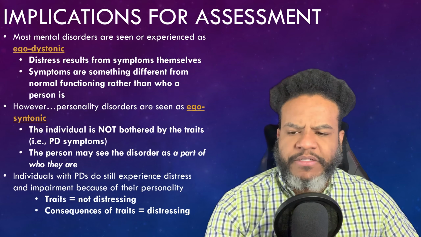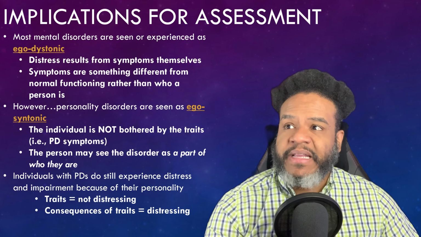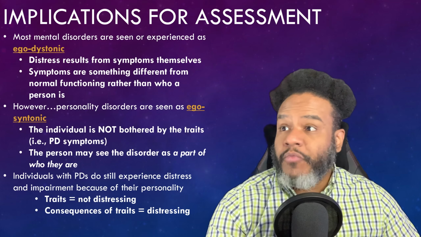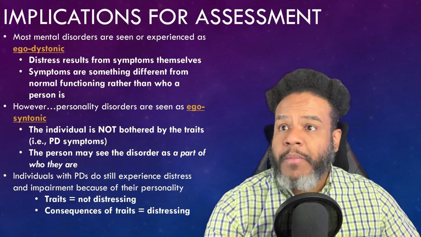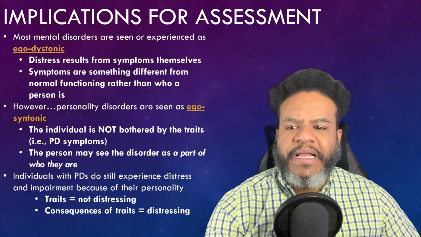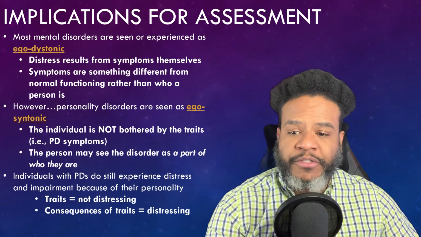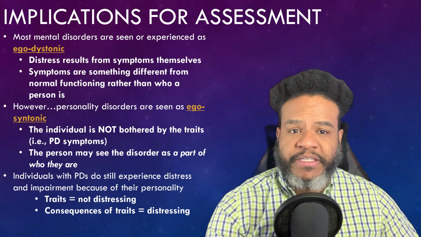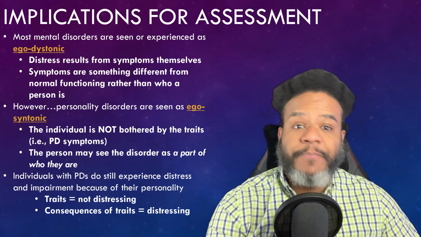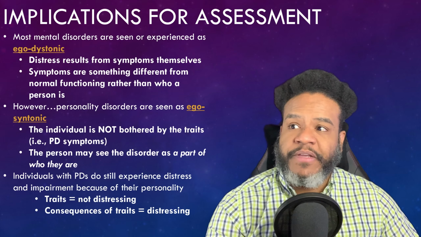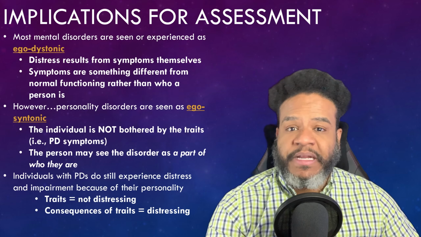For ego dystonic, let's look at something like anxiety or depression. The symptoms of anxiety, the worry itself, is distressing. When we think about depression, the depressed mood, the anhedonia, is distressing to the individual. But when we look at somebody with a personality disorder, it's only the consequences of the disorder, the emotional distress and the troubled interpersonal relationships, that cause the distress. The symptoms of the disorder itself, the personality characteristics that lead to the emotional problems, are not distressing to the individual. So an individual with a personality disorder will not feel like their personality disorder is a problem.